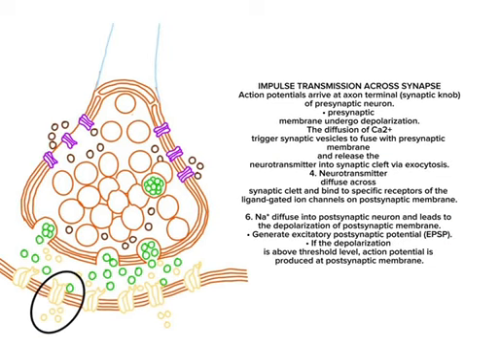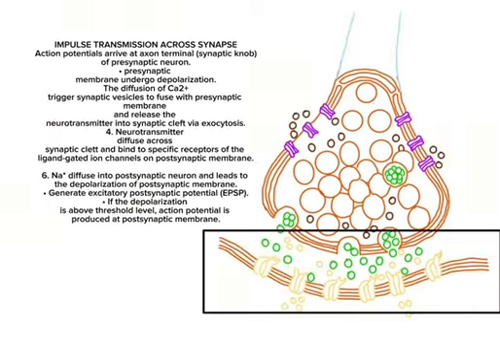Second is enzymatic degradation by specific enzymes in the synaptic cleft. For example, acetylcholinesterase degrades acetylcholine, and monoamine oxidase degrades norepinephrine.